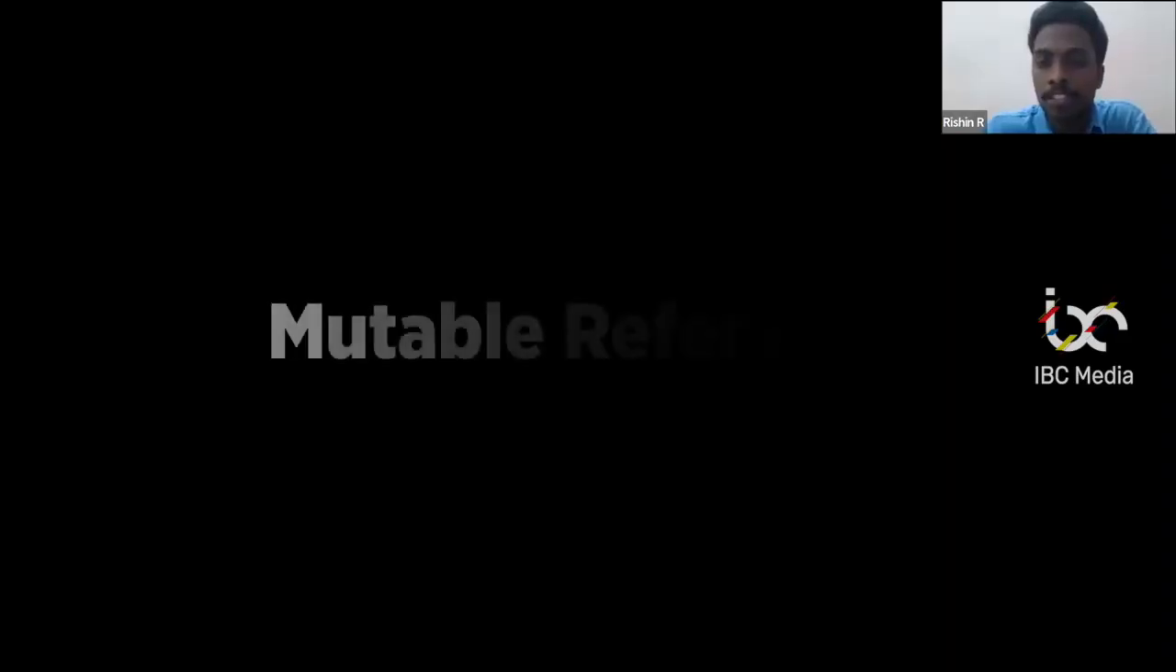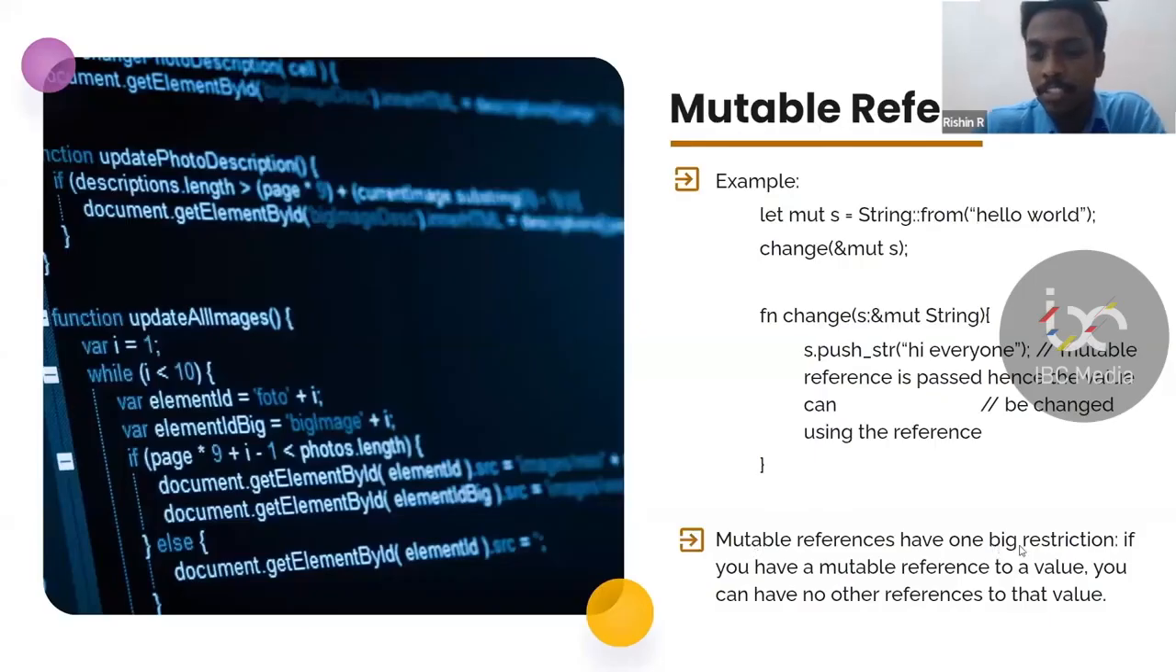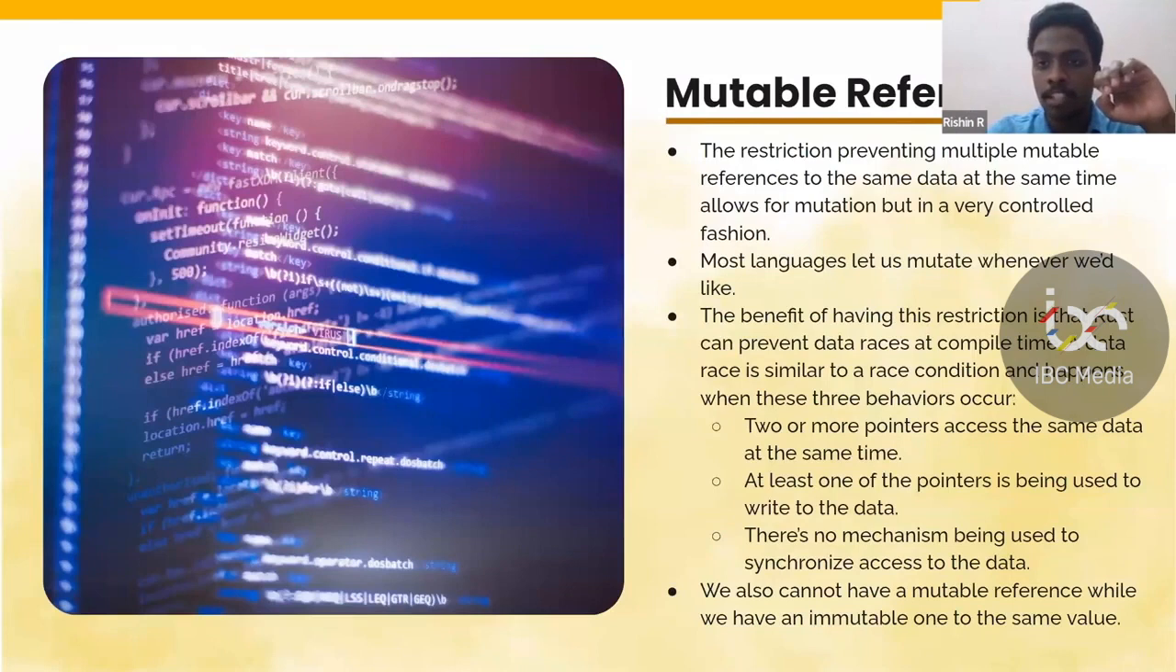Okay, mutable reference. We use the mutable reference to actually change the value. Mutable references have one big restriction. If you have a mutable reference to a value, you can have no other references to that value until you have used the mutable reference completely. So the restriction is preventing multiple mutable references from accessing the same data at the same time. The issue is a data race, where multiple pointers can be used to edit the same data, which is possible in languages like C and C++.